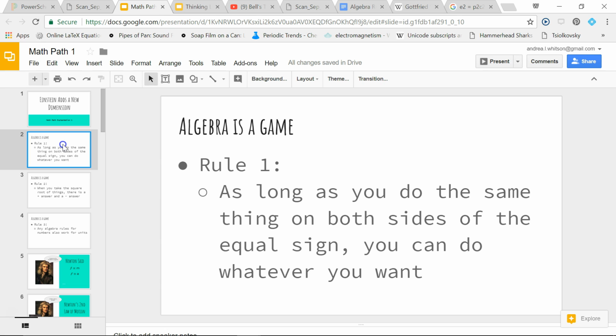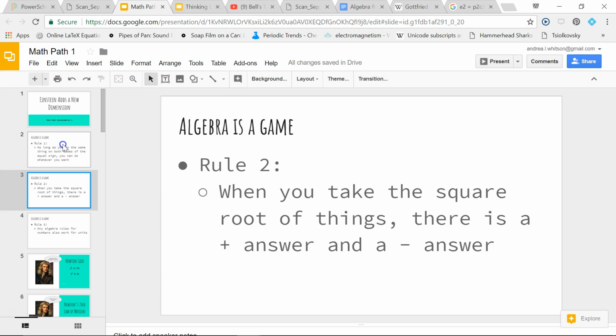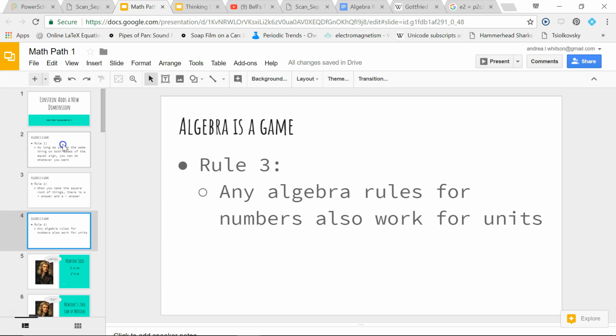So we had 3 rules to our algebra game. Rule 1 was as long as you did the same thing to both sides of the equal sign, you could do whatever you want. Rule 2 was when you take the square root of things, there is a plus answer and a minus answer. That's going to be really important in our next unit on waves and coming up with the wave function, because we're going to see things are a little bit broken. And rule number 3 was any algebra rules for numbers also work for units.